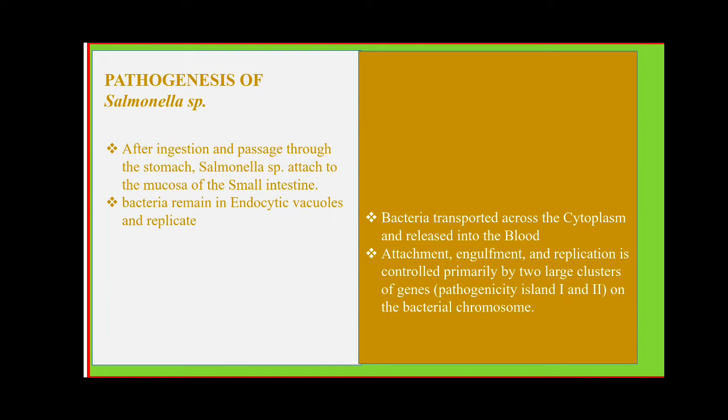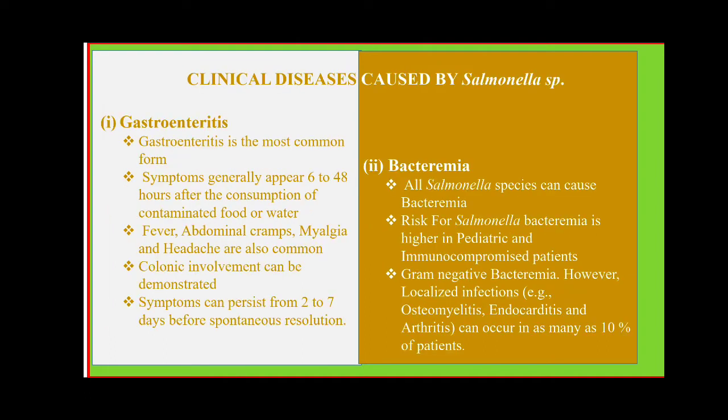Attachment, engulfment and replication are controlled primarily by two large clusters of genes, pathogenicity island 1 and 2, on the bacterial chromosome. Clinical disease caused by Salmonella species.